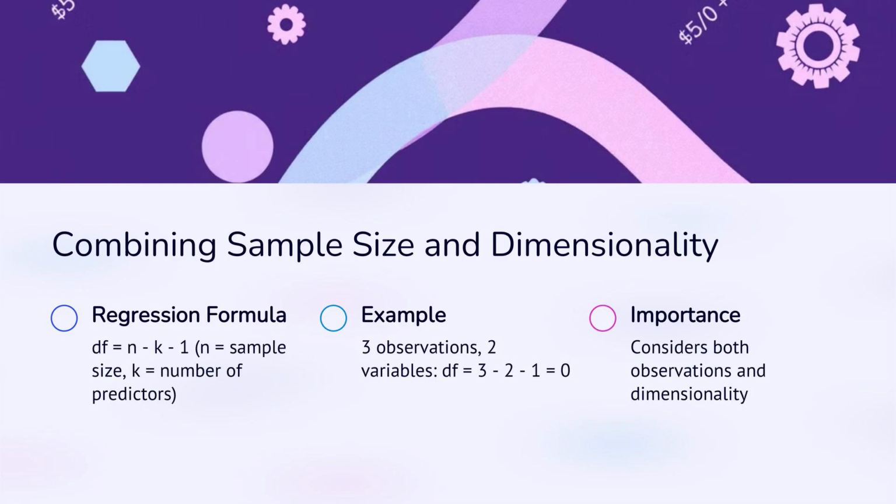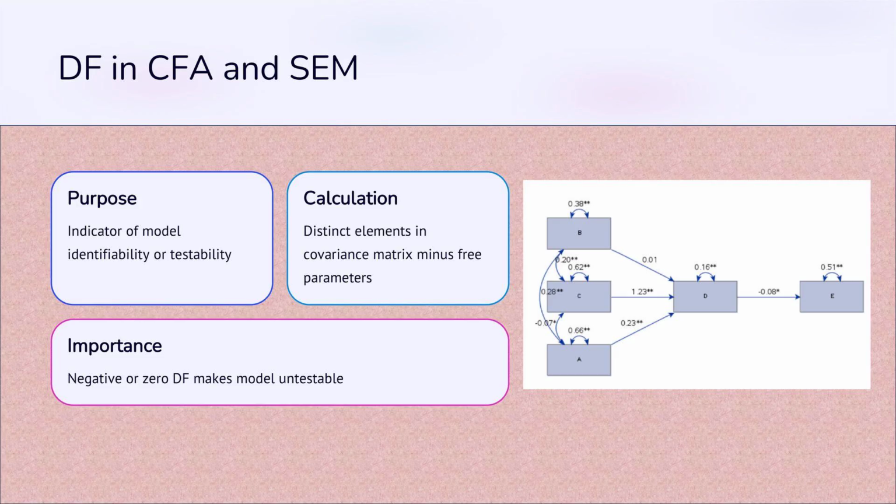For instance, in regression, the working definition of degrees of freedom involves the information of both observations and dimensionality. df = n - k - 1, where n is the sample size and k is the number of predictor variables. Take the 3-observation and 2-variable case as an example. In this case, df = 3 - 2 - 1 = 0. The above explanation is illustrated in the context of regression modeling.